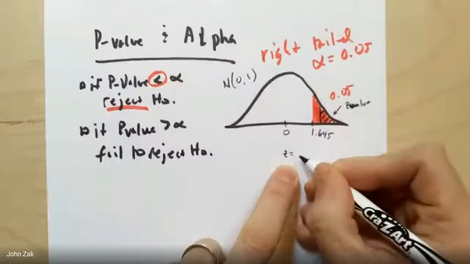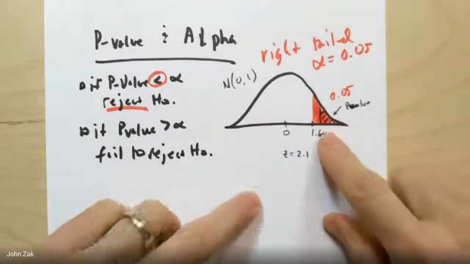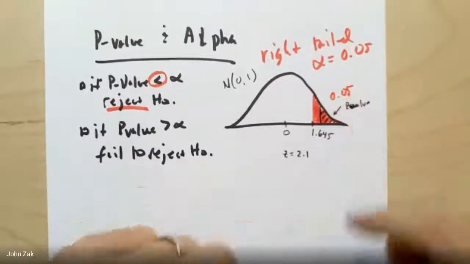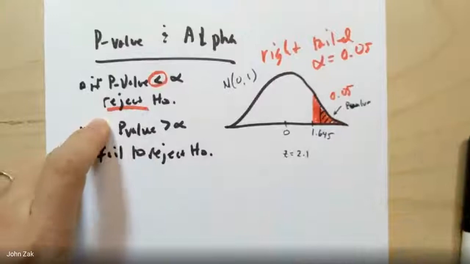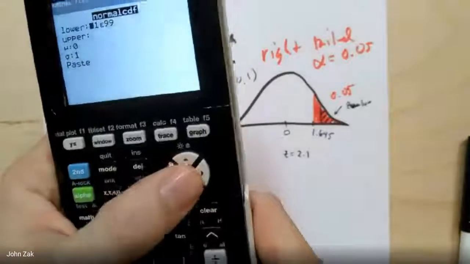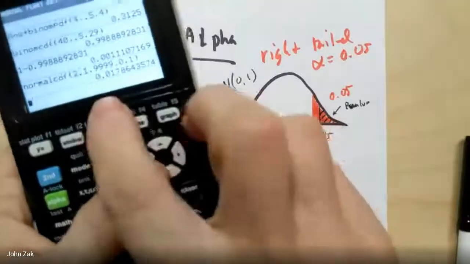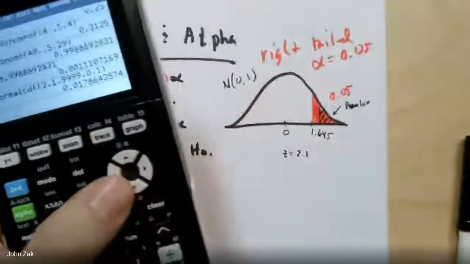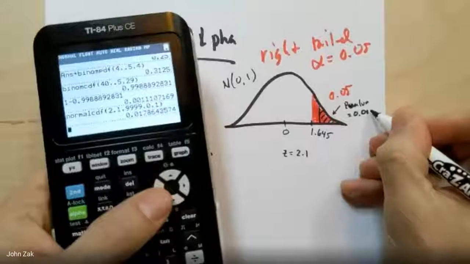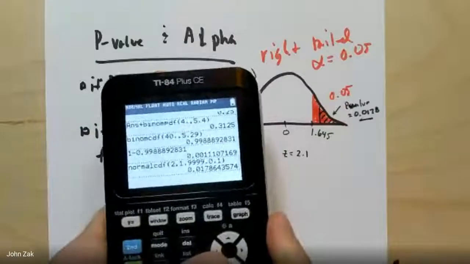Let's say the z-score that we got was something more like 2.1. Then the p-value at 2.1 is going to have an area under the curve that's less than 5%, so I would reject the null hypothesis. If I wanted to know exactly what it was, I could go normal CDF, 2.1 to infinity, 0, 1, paste, and Shazam. That was 0.0178. This is just a quick made-up example, but since this p-value is less than 5%, I would reject the null hypothesis.